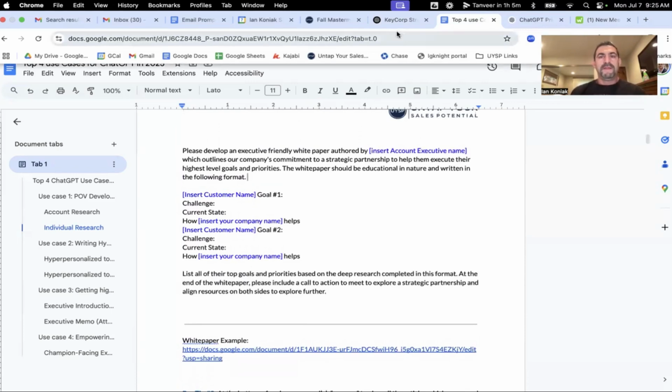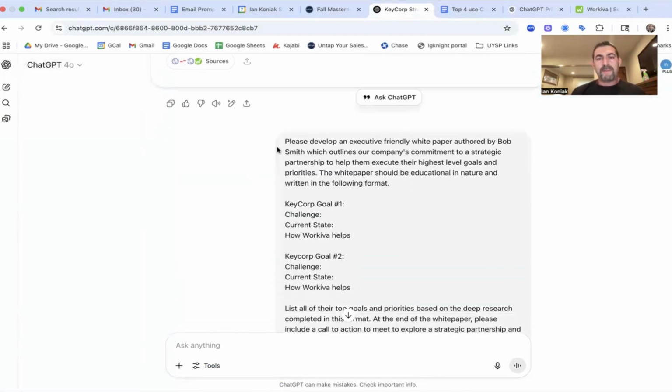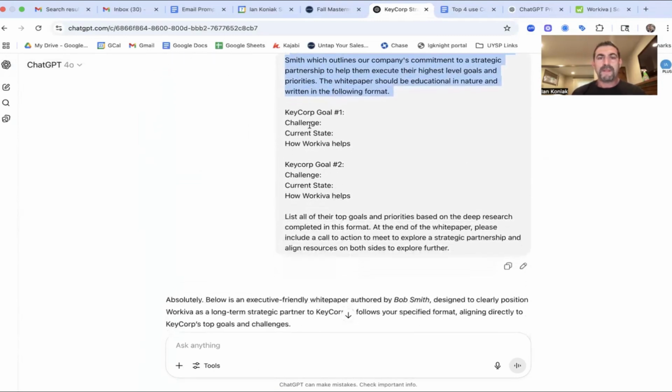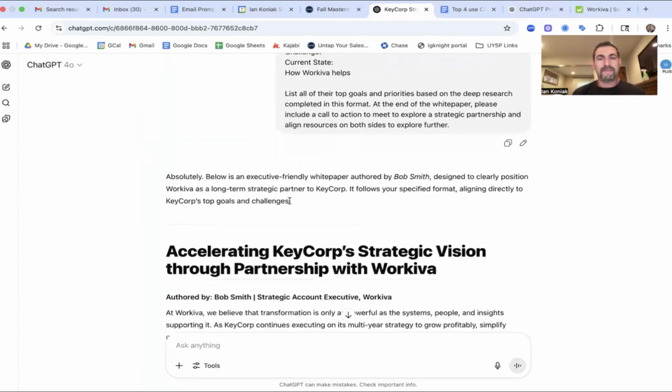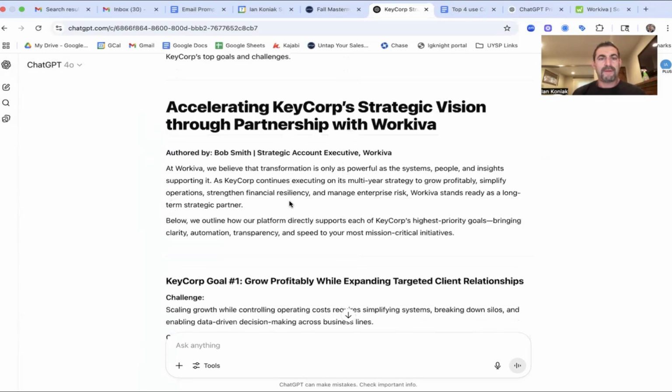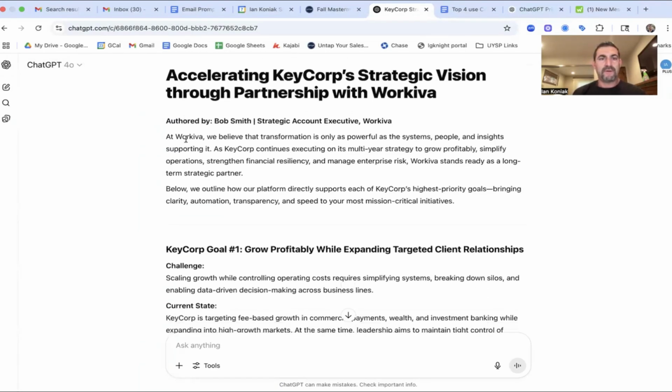So the last prompt I put right here: develop the white paper by our fictitious rep, Bob Smith, using this format, goal 1, goal 2, list all their goals. And then here's what it came up with, right? Accelerating KeyCorp's strategic vision through a partnership.